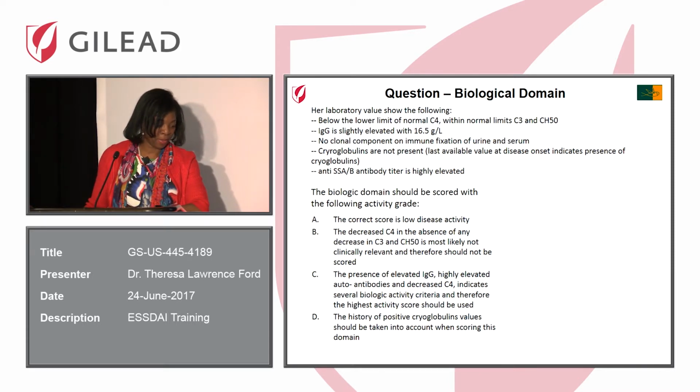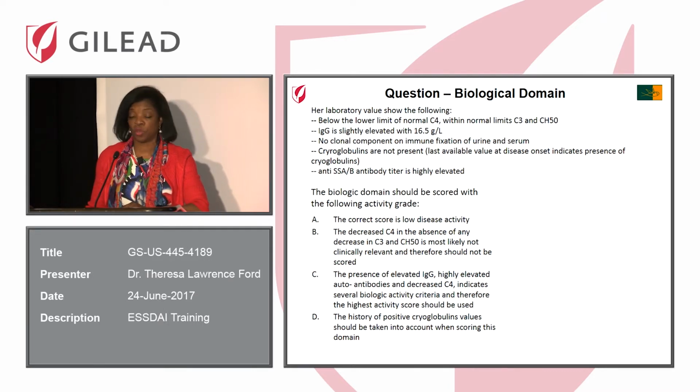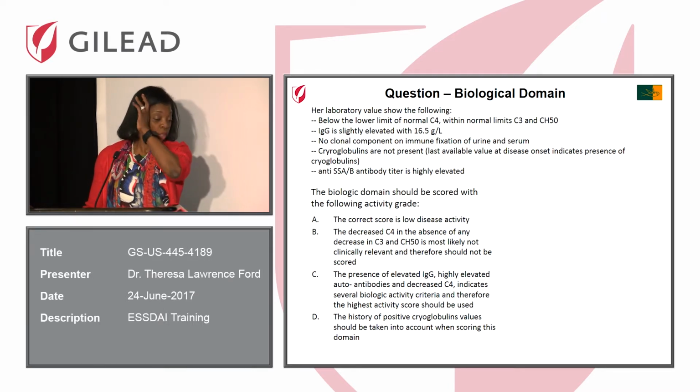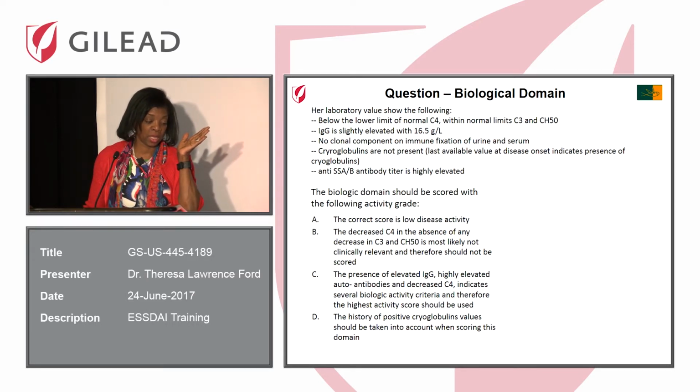Okay, biologic domain. She has laboratories and they show that she has a low C4, below the normal limit, but she has a normal C3 and CH50. Her IgG is slightly elevated at 16.5. There is no clonal component on immunofixation of urine and serum, and her cryoglobulins are not present. The available value at disease onset indicates presence of cryoglobulins, and SSA and SSB antibody titer is highly elevated.